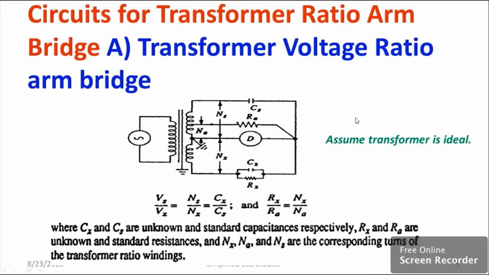Similarly, you can take the ratio in this manner. That means Rx divided by Rs. So Rx is the unknown value of resistance, Rs is the standard value of resistance, that is equal to Nx divided by Ns. Nx is the number of turns corresponding to arm number 2 and Ns is the number of turns corresponding to arm number 1. So Rx divided by Rs is equal to Nx divided by Ns. From this you can calculate the value of Rx. That means Rx is equal to Rs into Nx divided by Ns.